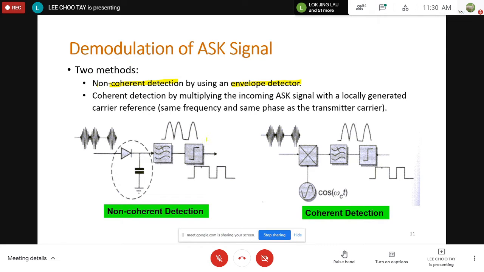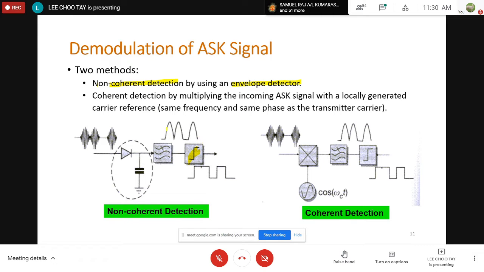So all we need later on is just a thresholder here, or a comparator. All right, and you compare, set your threshold correctly, then you should be able to determine whether the incoming pulse is a 0 or the incoming pulse is a 1.